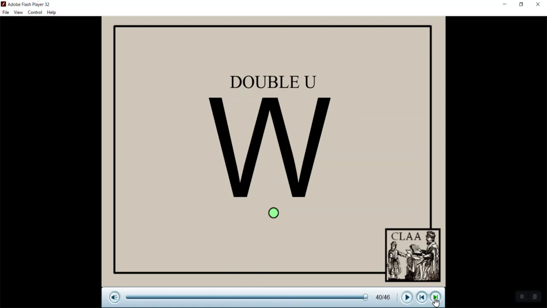The last sound that we need to learn from Middle English is the double U. It's written as if two letter V's were joined together. In English, we call this the W. It's pronounced with the sound W, W.